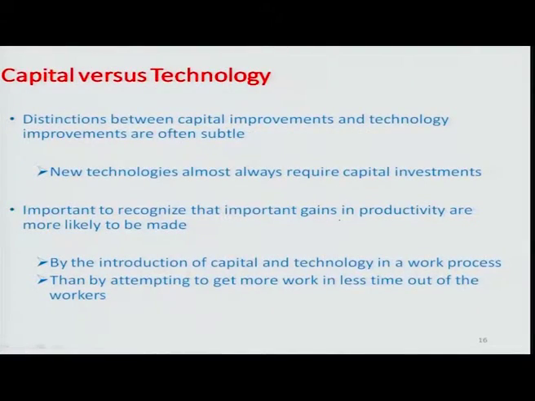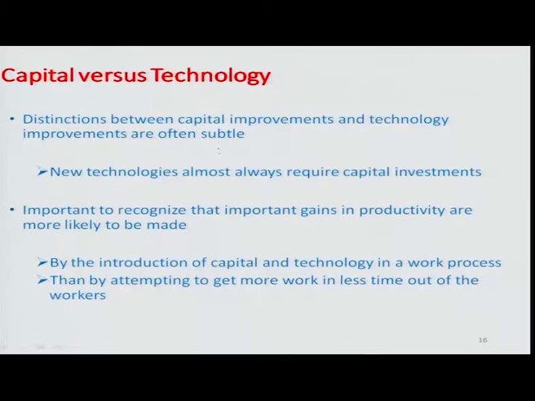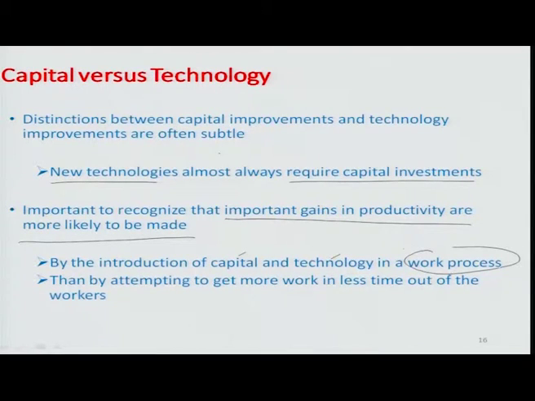So, if I want to look at capital versus technology, obviously they cannot be thought of as two discrete pockets; they happen almost together. New technology means new capital investment and vice versa, and therefore the distinctions between capital improvement and technology are often very, very subtle. Almost always, new technologies would require higher capital investments. So, it is really important to recognize that important gains in productivity are more likely to be made by first of all introducing capital and more technology in the workplace, and then also by attempting to get more work in less time out of the workers, and these are sort of augmenting processes for point number 2 to happen.